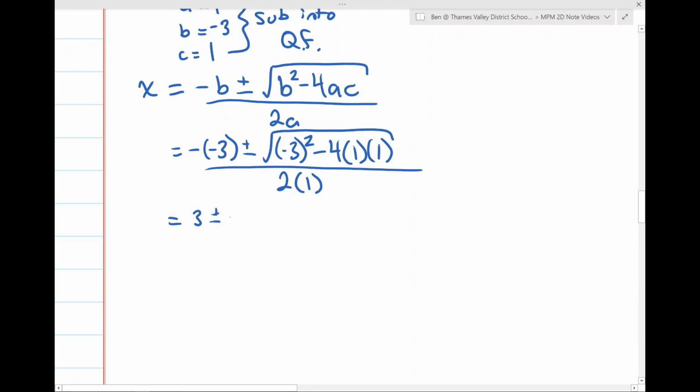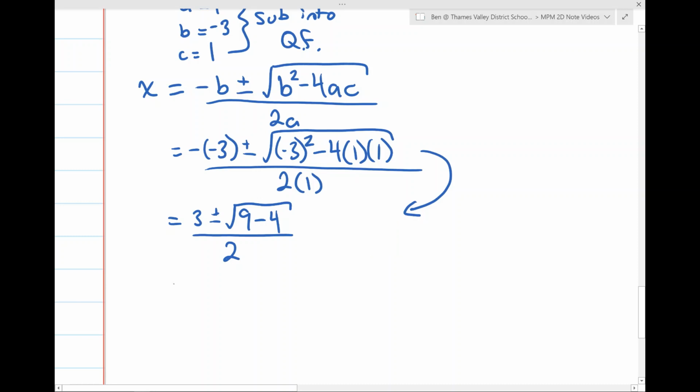So positive 3 plus or minus the square root of negative 3 squared, that's 9, minus 4 times 1 times 1, that's 9 minus 4. Okay, so we're simplifying it, all divided by 2. And you can see just through some simplification, we've gone from what looks very complicated to something that looks much more easy, much more manageable for us to handle.